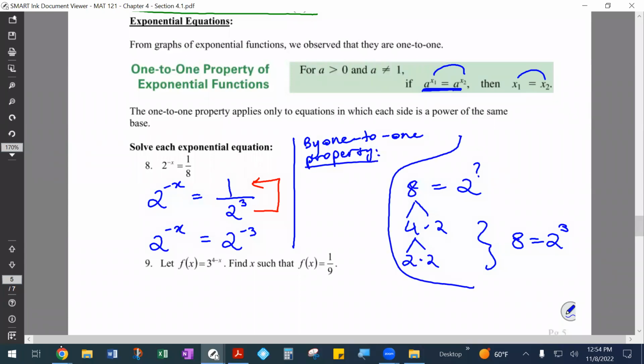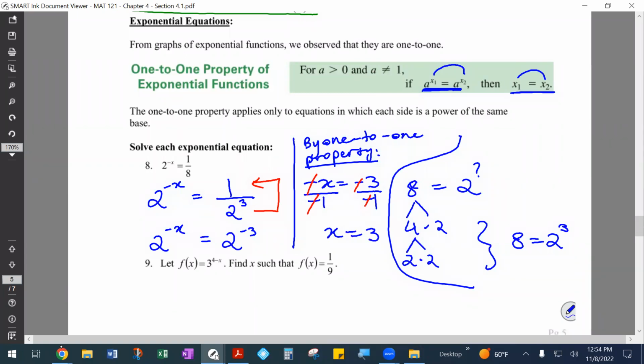we can basically say -x is equal to -3. Because they're telling you if the two bases are the same, then you can set your exponents equal to each other. So what's my x value? Yeah, because both sides have negative. If I just divide by -1, negative and negative becomes positive, giving us x equals 3.